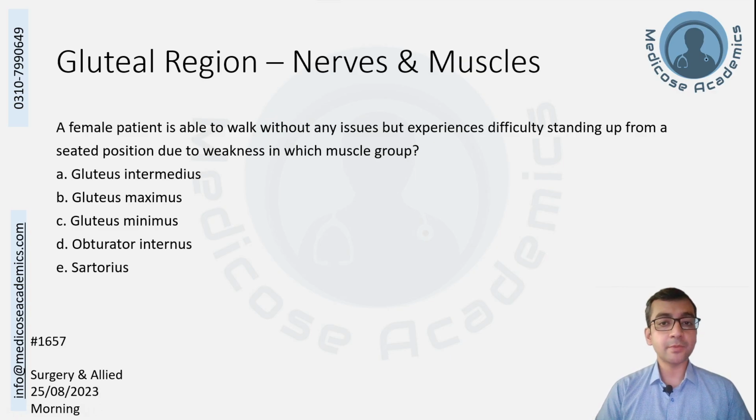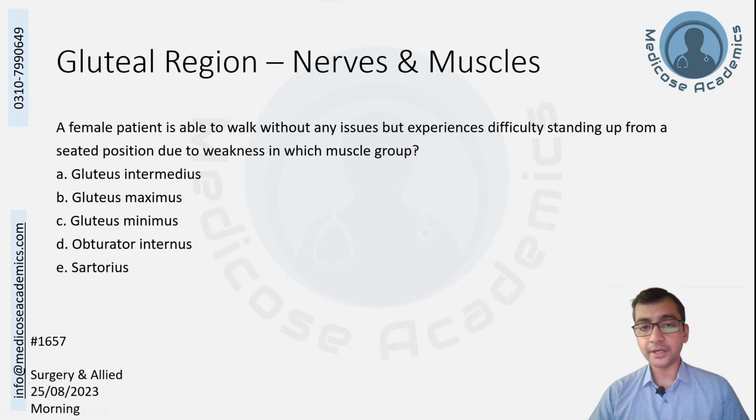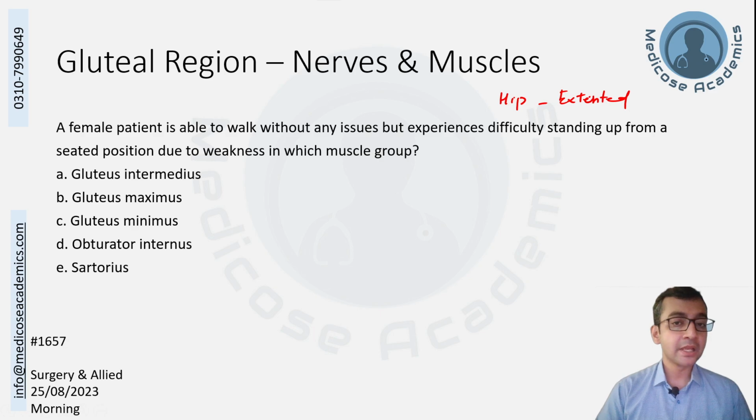A female patient is able to walk without any issues, but experiences difficulty in standing up from the seated position due to weakness in which muscle group? When talking about the hip joint, when you are standing up from a sitting position, the hip is going to be extended. So you are going to find out which of the following muscles is extending the hip joint.